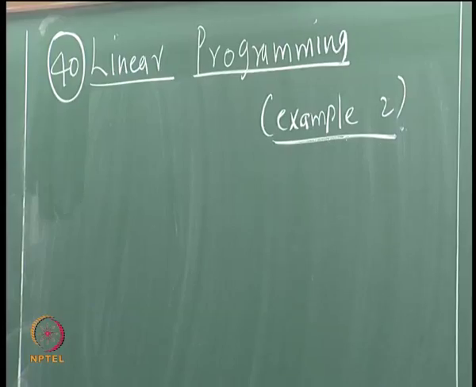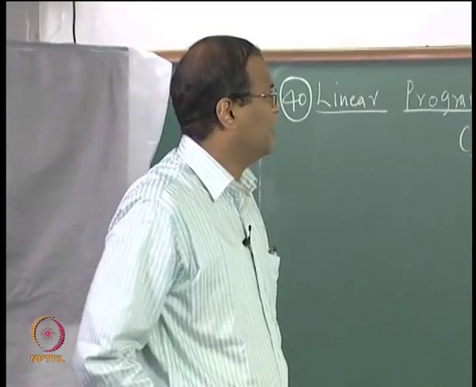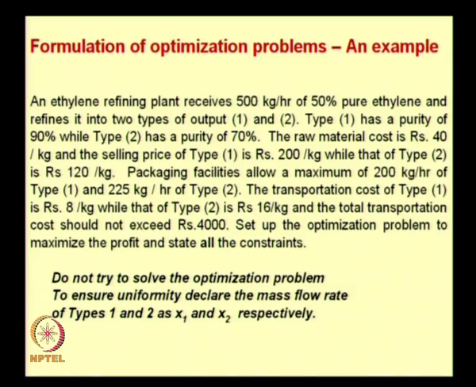So we are familiar with this problem. This concerns an ethylene refining plant. It receives 500 kg per hour of 50% pure ethylene, and it refines it into two types of output. Type 1 has 90% purity, while type 2 has 70%. Raw material cost and selling price are given. There are constraints in the form of packaging and transportation: how much can be packed per hour, and then the transportation cost for type 1 and 2.